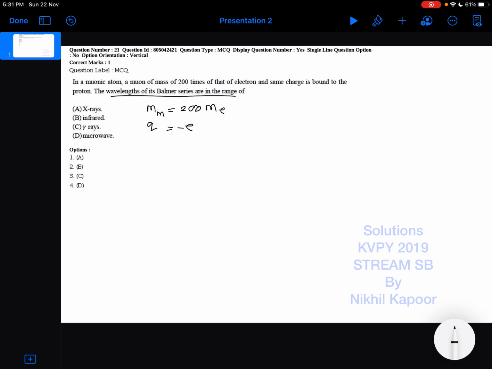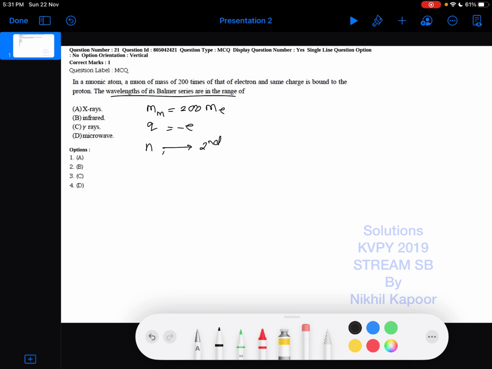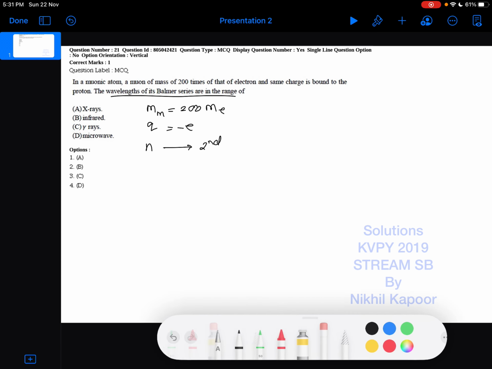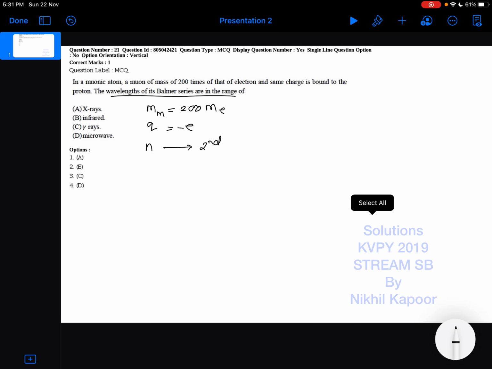So Balmer series means from any higher orbit to second. When an electron jumps from any higher orbit to second, then that is the Balmer series. Now we know that in a normal hydrogen atom, the wavelength is given by R in bracket 1 upon 2 square minus 1 upon n square, where n is any higher orbit.